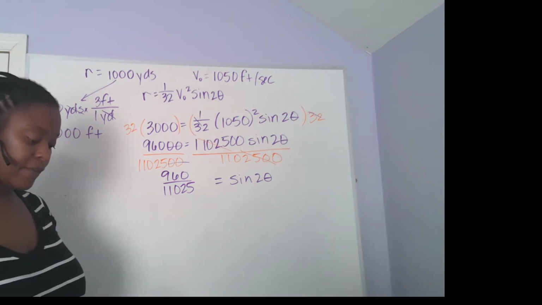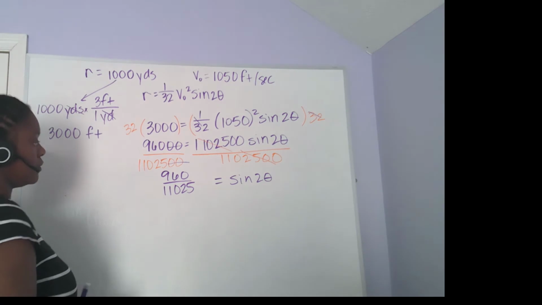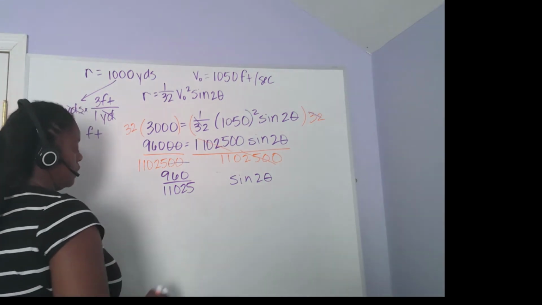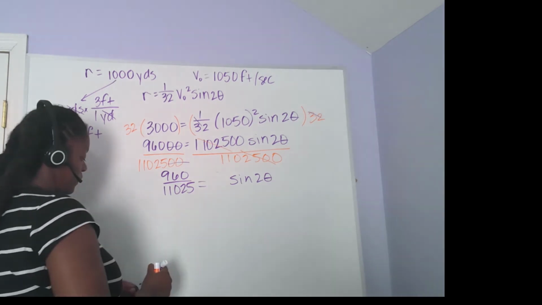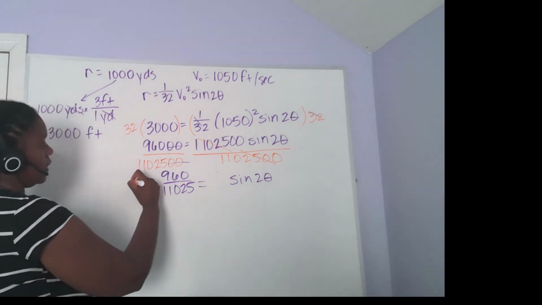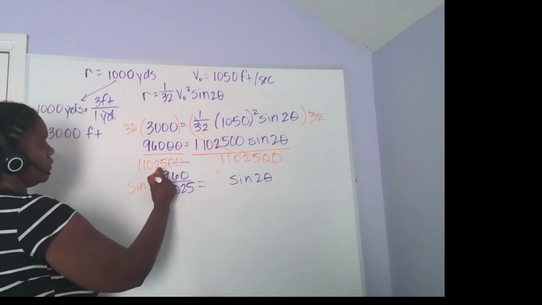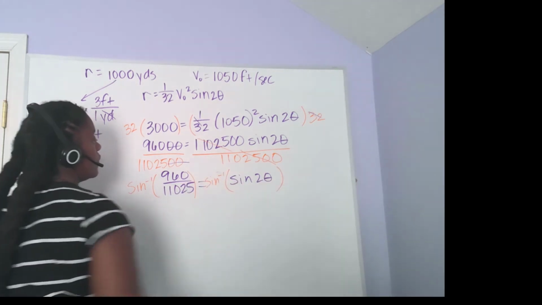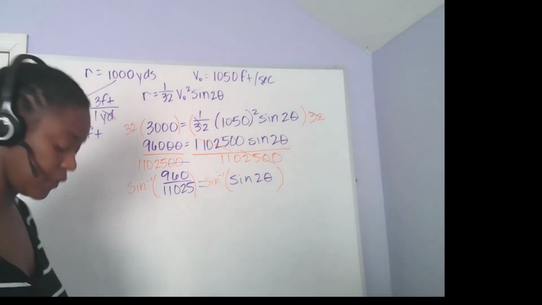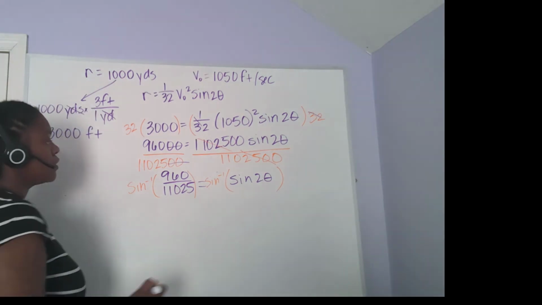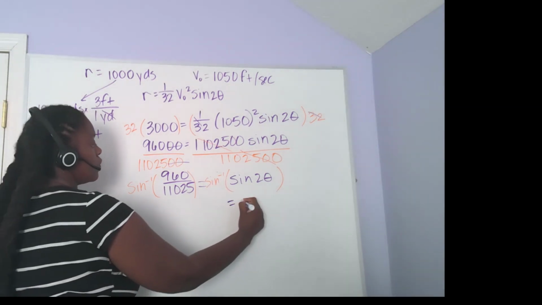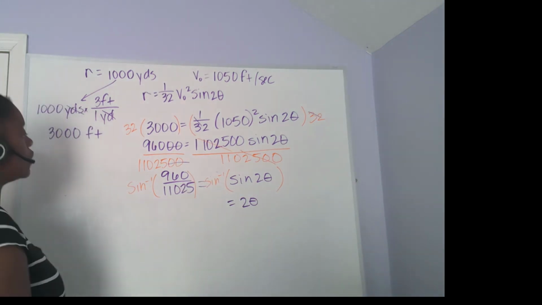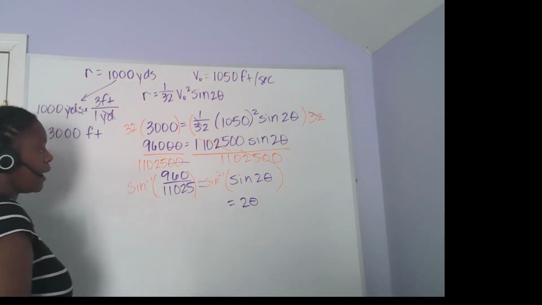Apply sine inverse to both sides. So you have sine inverse here, then you have a sine inverse here. Sine inverse and sine are inverse functions of each other, so these go away, leaving you with 2 theta on the right. On the left, you end up getting this arc sine function.